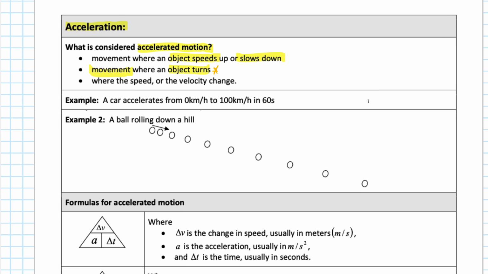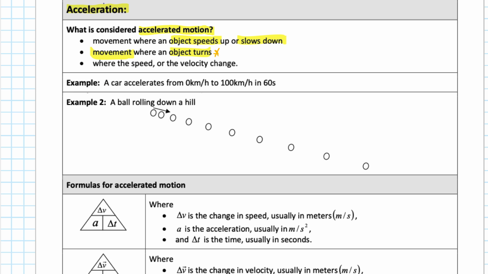So let's take a look at another couple of examples. A car accelerates from 0 kilometers per hour to 100 kilometers per hour in 60 seconds. Here we have an example of a vehicle speeding up. You know that the longer this takes, the more gentle the acceleration. The shorter the time, the more aggressive the acceleration.